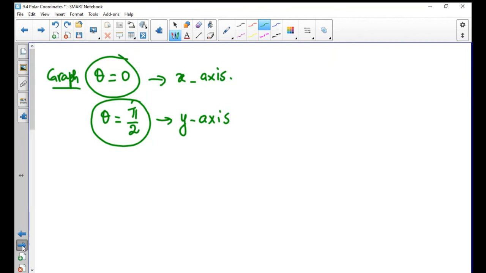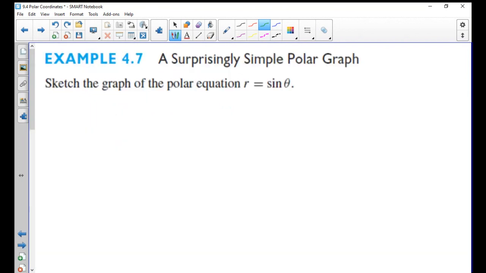Finally, let me finish with this example here. I want to sketch an equation given in polar coordinates, r and theta. I want to graph it. What is it exactly? Is it a line? Is it a circle? What is this? Okay.